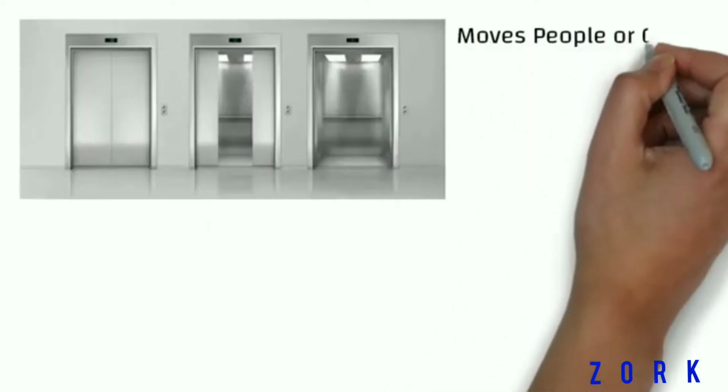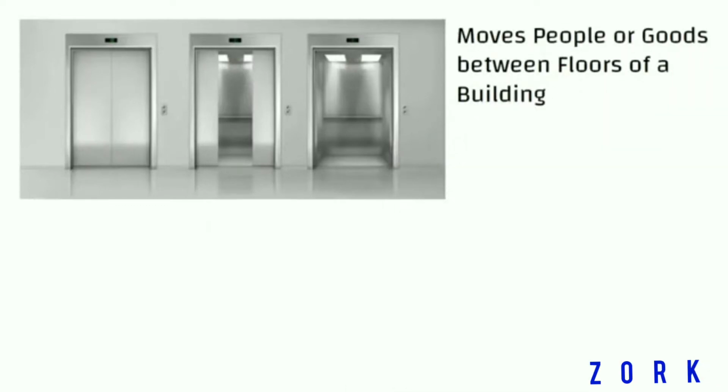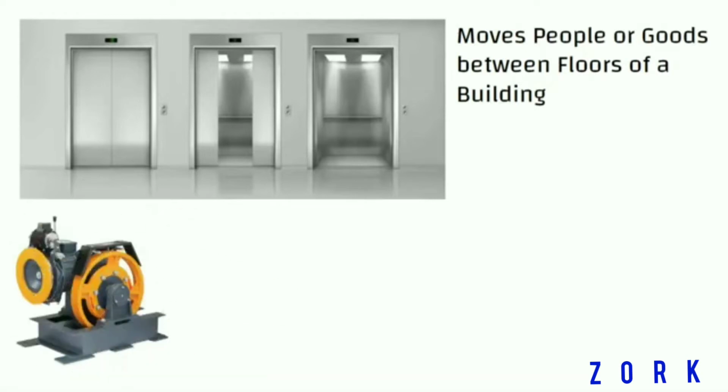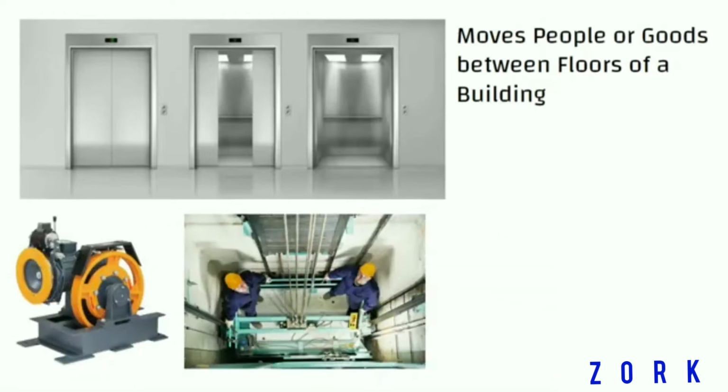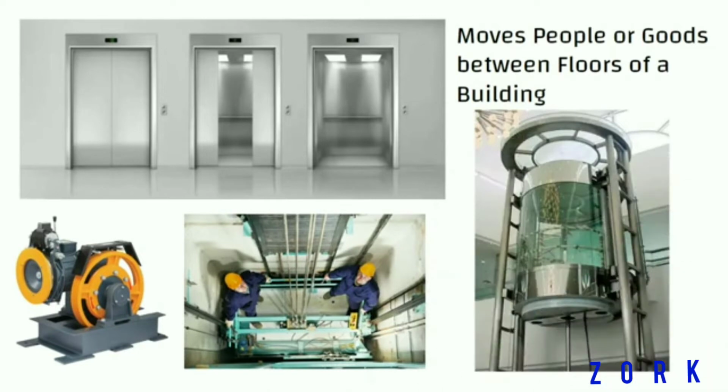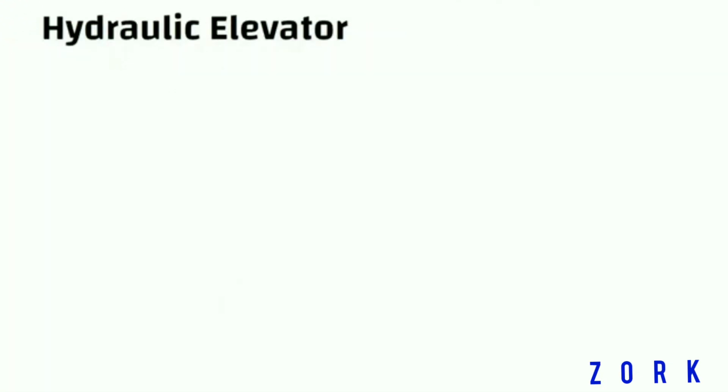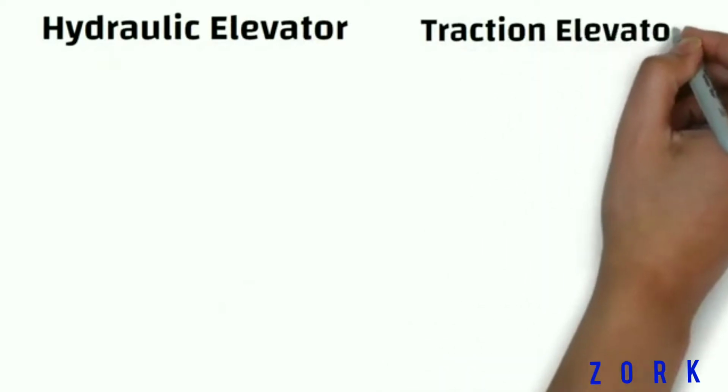Hello friends. The lift is a type of vertical transport equipment that moves people or goods between floors of a building. Generally, a lift is powered by electric motors that either drive cables, hoist, or pump hydraulic fluid to raise a cylindrical piston like a jack. Elevators are of two types. 1. Hydraulic elevator. 2. Traction elevator.